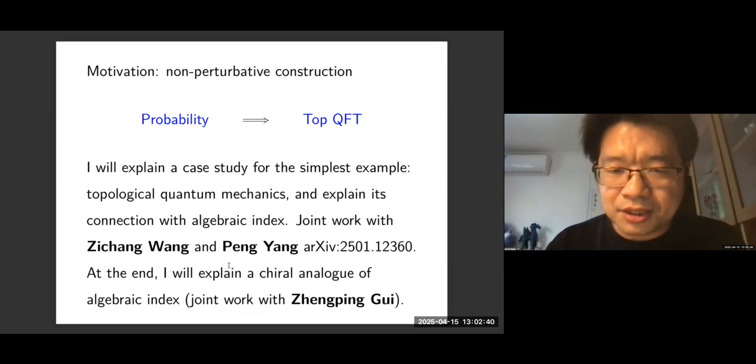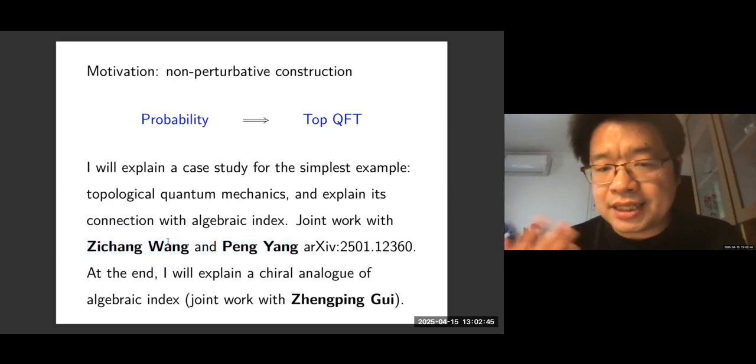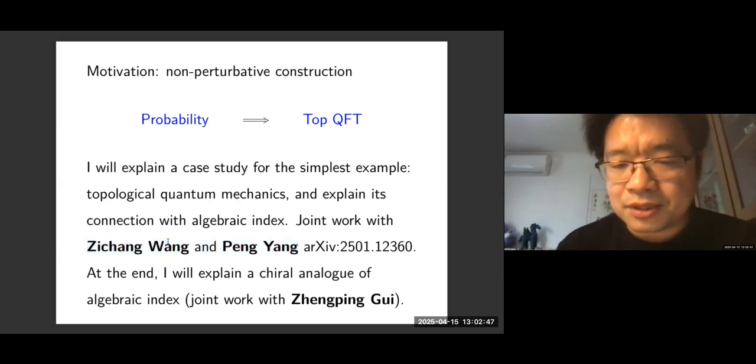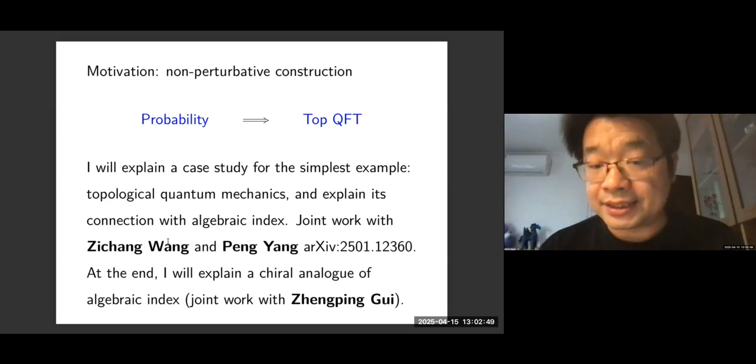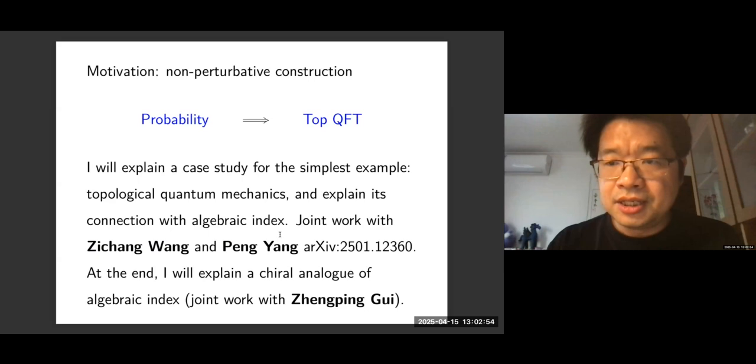This is work with my students. And at the end, I'll explain a higher dimensional version, a Kähler analog of this algebraic index, and these particular things on conformal field theory.